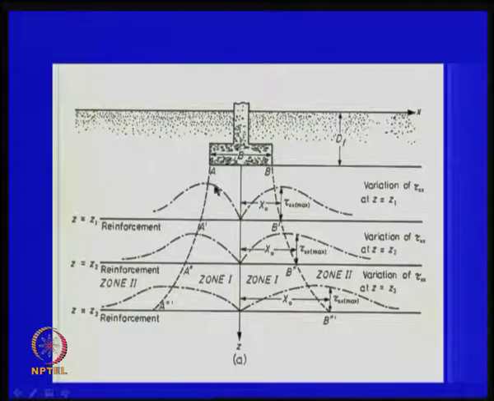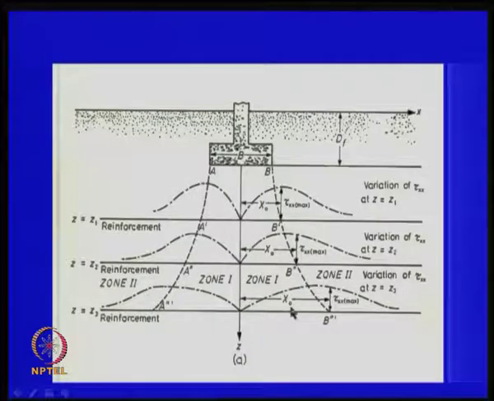Once you plot all the shear stress distributions, they will be different at different depths, and what we say is that it will have a maximum value. So, pick up that maximum value, then join all these points A dash, A double dash and A triple dash, as there are 3 reinforcement layers here. Here also same thing, B, B dash, B double dash and B triple dash.